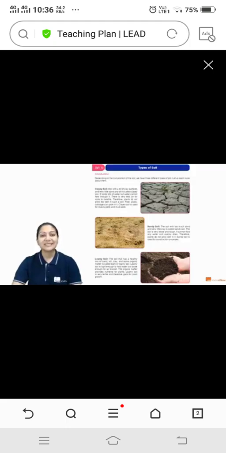The loamy soil is ideal for growing plants because it has the right amount of sand, silt, and clay, as well as organic matter. The particles are close enough to hold water, and at the same time, there is enough space for air to exist in the soil. The organic matter adds nutrients to the soil, which is essential for plants to grow. That is why loamy soil is best for growing plants.